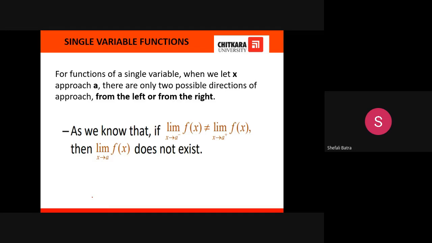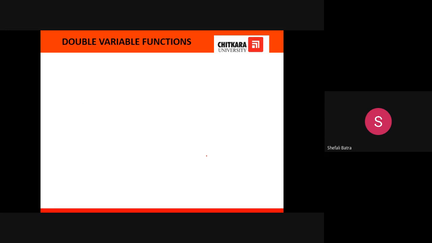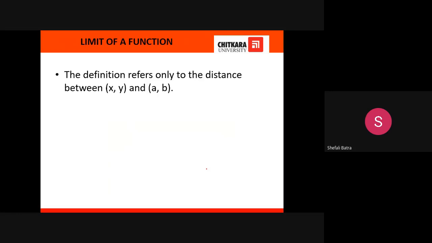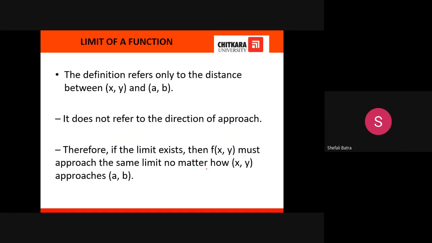This is the same thing. In one variable you do left hand limit and right hand limit. If they are not equal, then the limit does not exist, right? If they are equal, then the limit exists. In a double variable function, you can approach one point through infinitely many directions, but along each and every path, if you are getting the same value, then only the limit exists. Otherwise, the limit does not exist, right? Same thing that I have told you. If the limit exists, then the function of x comma y must approach the same limit no matter how x, y approaches a, b. Same thing.